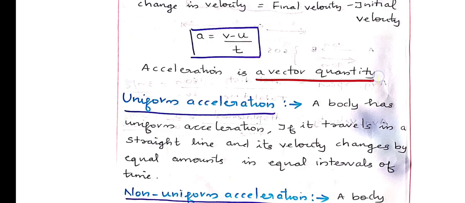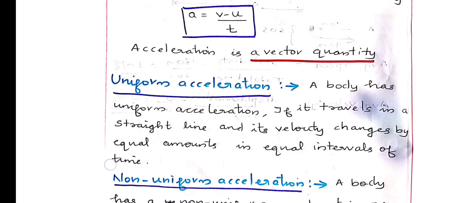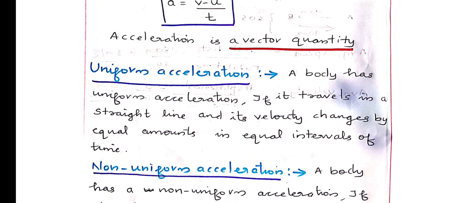Then what is uniform acceleration? As I said earlier, a body has uniform acceleration if it travels in a straight line and its velocity changes by equal amounts in equal intervals of time. We studied this earlier. Another definition: the change in velocity of an object in each unit of time is constant.